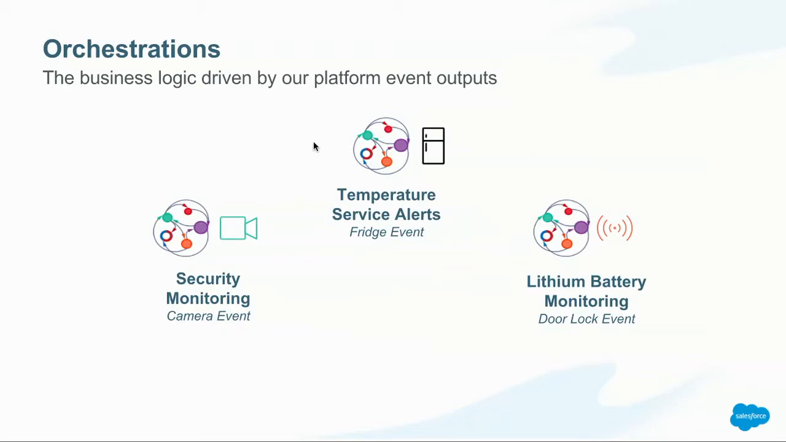So at the end of that, we have a platform event, and I previously showed you the architecture of IoT, but the platform event went into the context, and then out of that, we are creating the orchestration. So that platform event for the home lock will go to the security monitoring or the lithium battery monitoring orchestration. For the sake of time today, you won't be able to see the orchestrations, but that's kind of the output of this entire session, right?